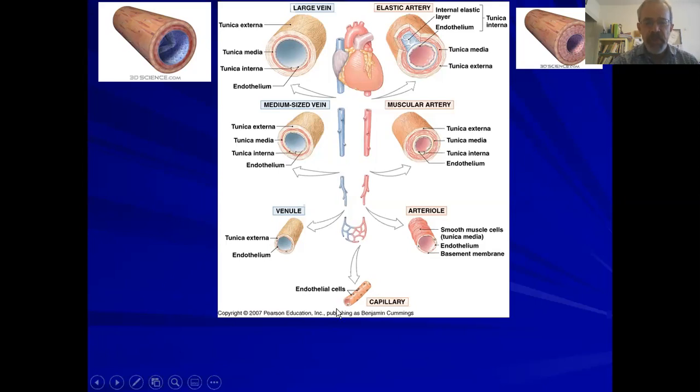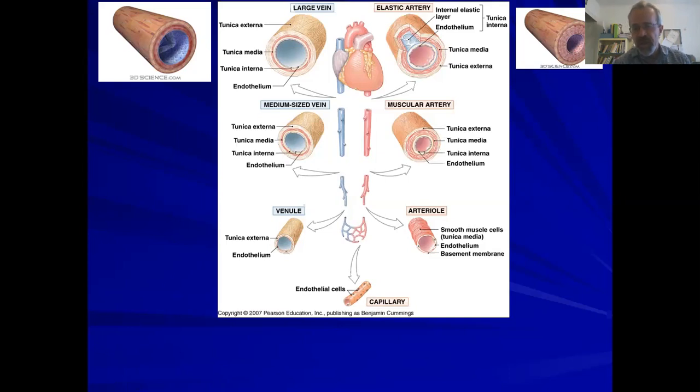Finally, we reach the capillary. And in the capillary, we've lost an additional layer, and all we're left with is this tunica interna, or endothelium. The reason for this, and I will mention the significance, is because the capillary is where we're going to have gas exchange. This is where we want rapid diffusion.